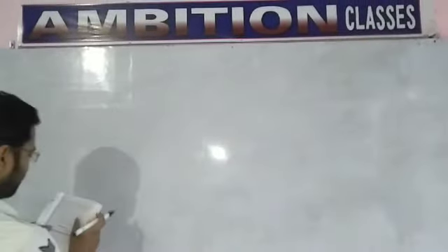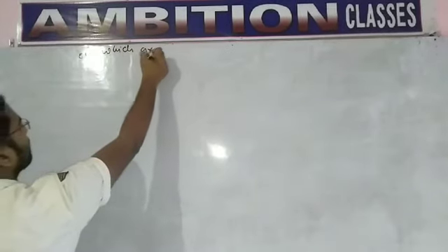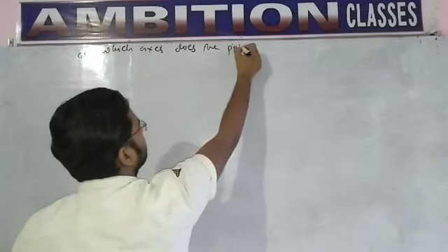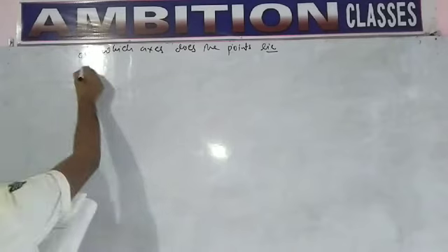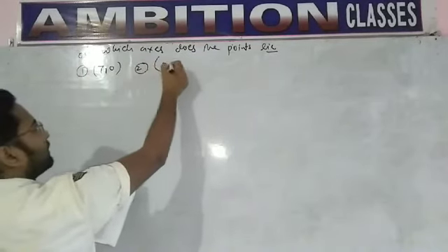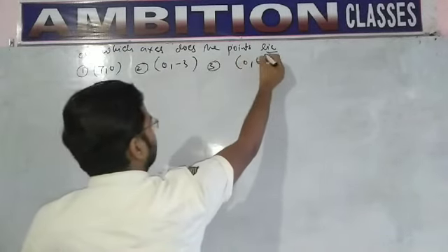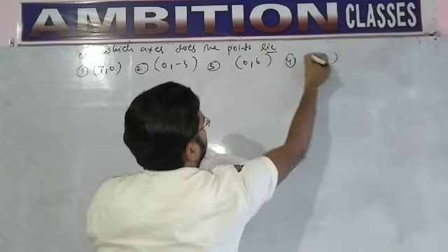Students, let's have some questions. Let's solve some questions on this topic. On which axis do these points lie? Our first question is 7, 0. Second question is 0, -3. Third question is 0, 6. Fourth question is -5, 0.